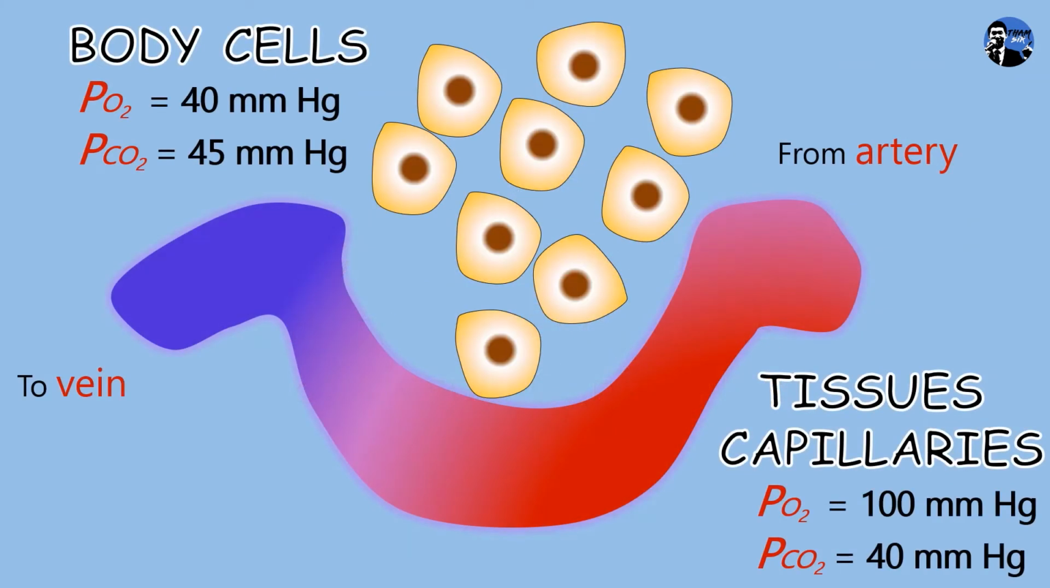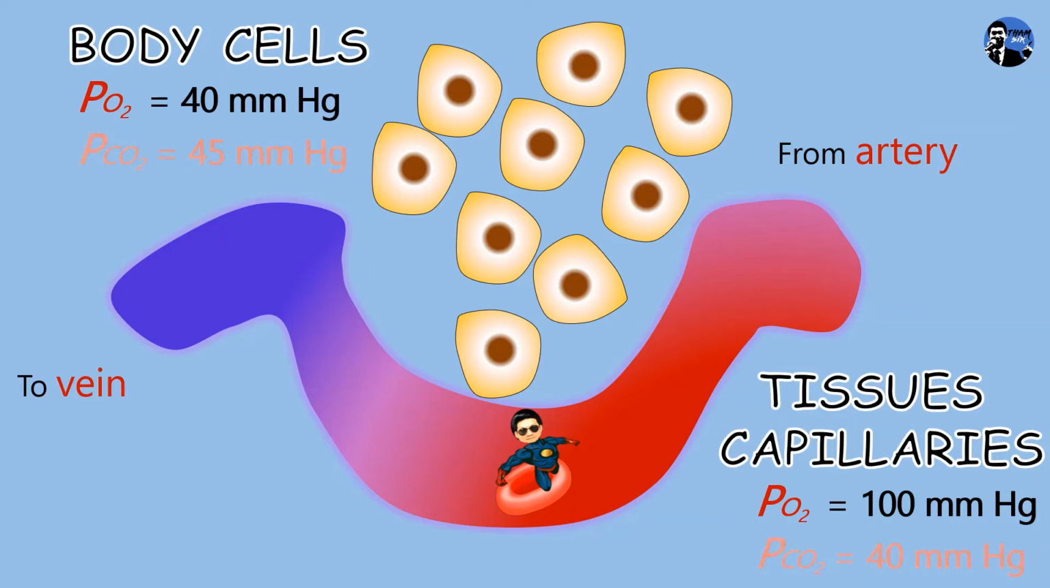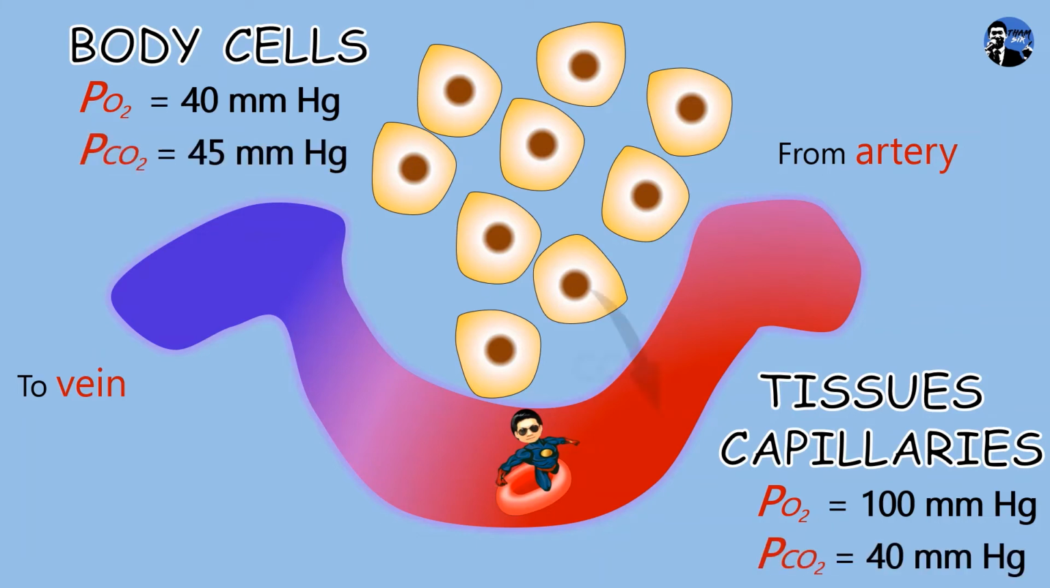These are the body cells, and this is the tissue capillary. As oxygenated blood reaches the tissue capillary, gaseous exchange takes place. The partial pressure of carbon dioxide in the body cells is higher than that in the tissue capillaries because body cells release carbon dioxide during cellular respiration. Carbon dioxide diffuses from the body cells to the tissue capillaries by simple diffusion.